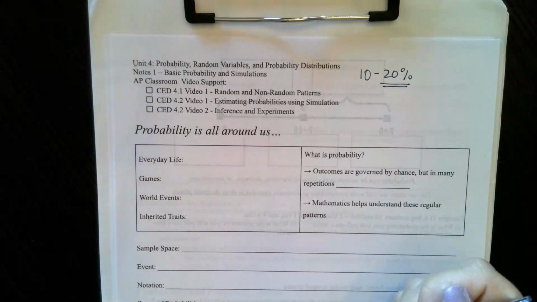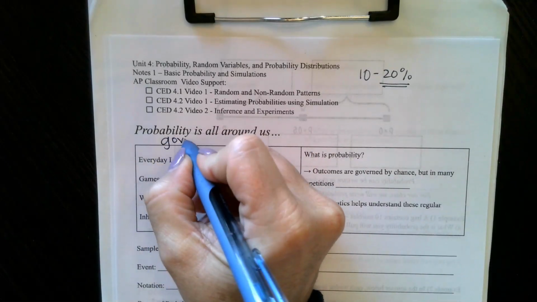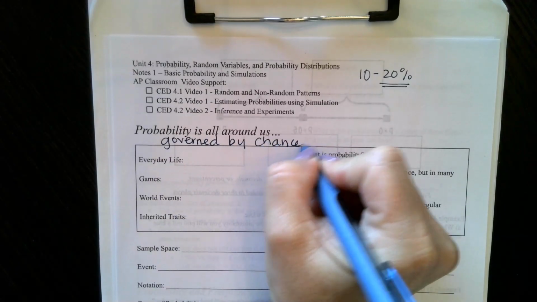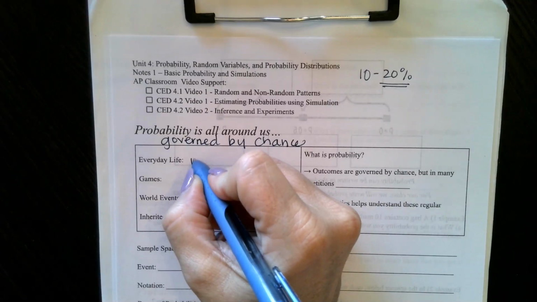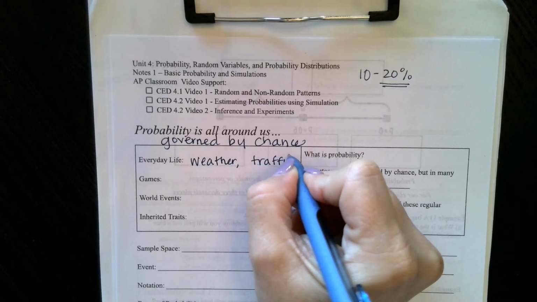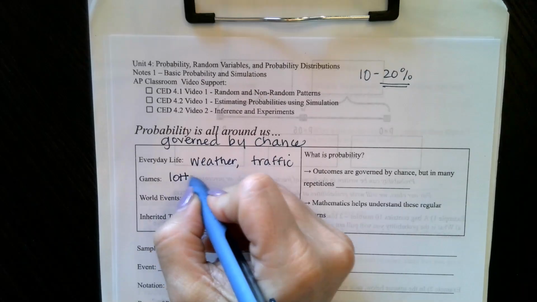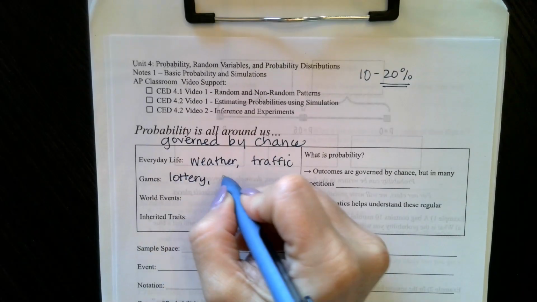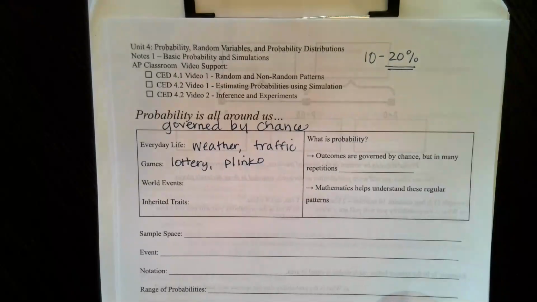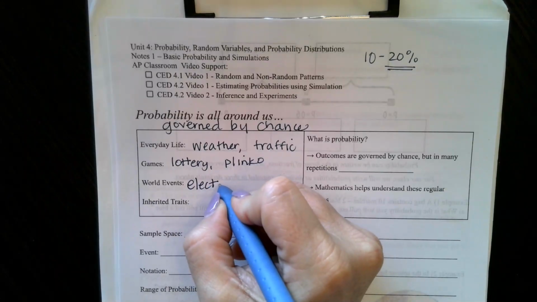Okay, so probability, where do we see this in the real world? This stuff is all governed by chance, and so we see this in everyday life. This could be in weather, this can be in traffic patterns. What's the probability you're going to get to school on time? Obviously in games all the time, we see this with the lottery. In class, we did the whole thing with Plinko, so we see that with gambling. World events, a lot of times we see this in election polls. I don't know how to spell that.